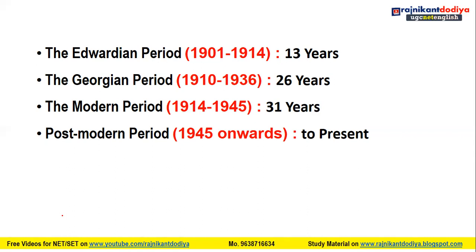Then the postmodern period is there, to the present. The postmodern period began in 1945, and it continues to today. Sometimes today's period is also known as the contemporary English literature period, but it is also part of the postmodern period. So the period after World War II is considered the postmodern period, and as I told you, it is also considered the age of contemporary literature in English. So friends, these were the different periods of English literature.